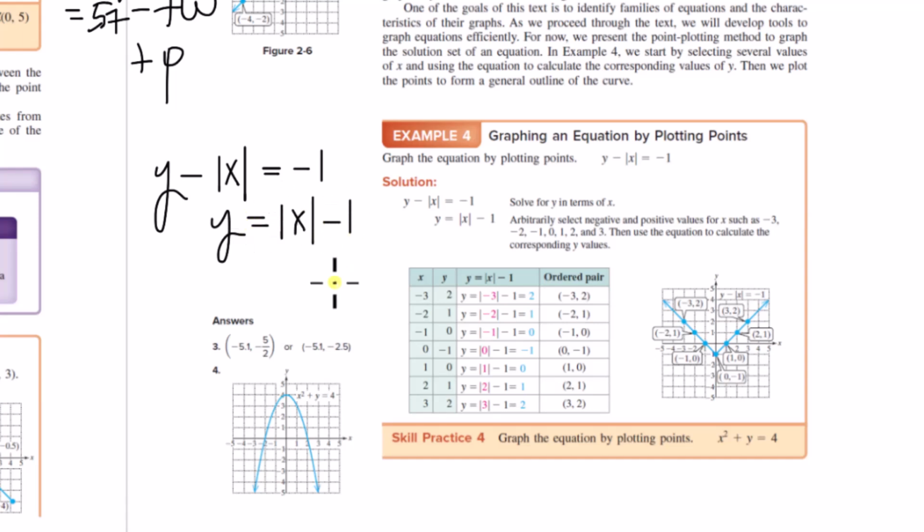And now they just start picking a bunch of x's. You'd rather pick x's so you don't have to solve an absolute value equation, right? But you could pick a y and solve for x if you wanted to. So they pick a bunch of x's, solve for y. They plot a bunch of points, and there's the graph.